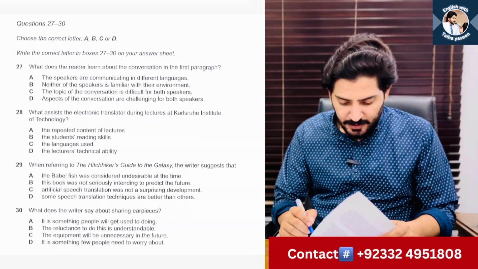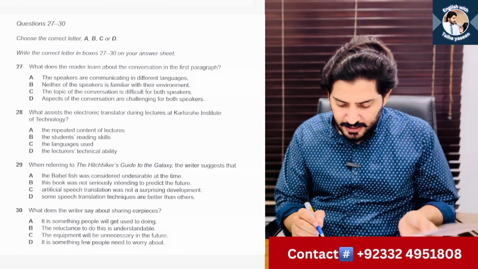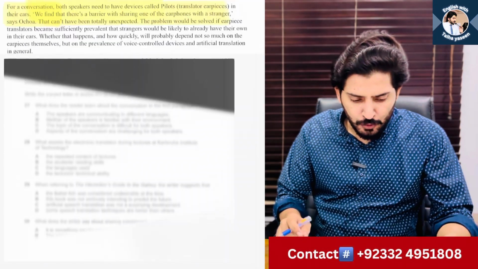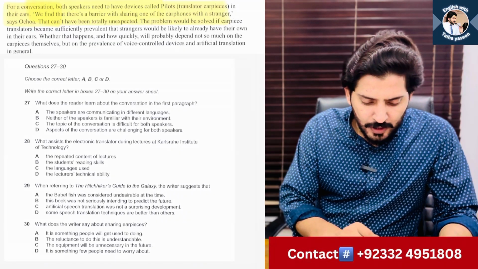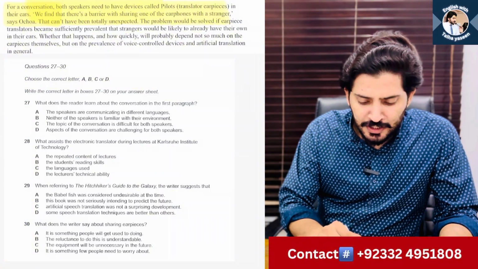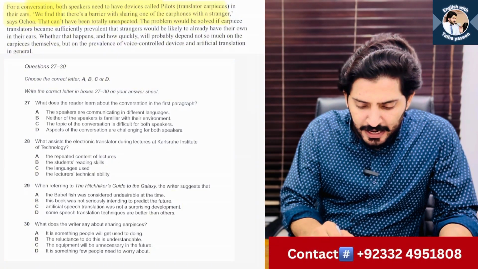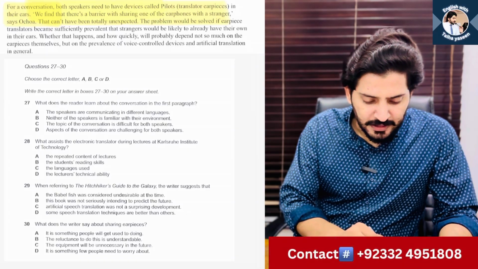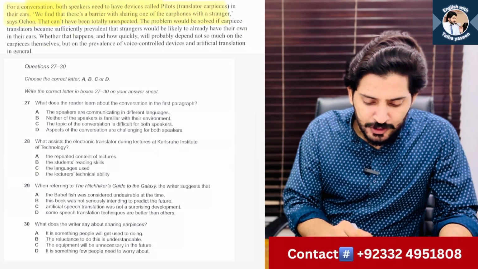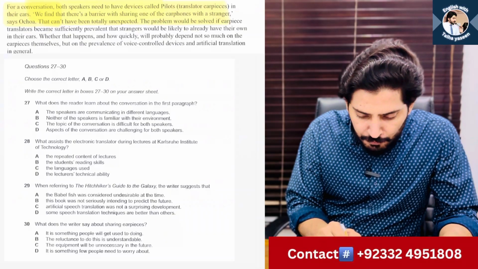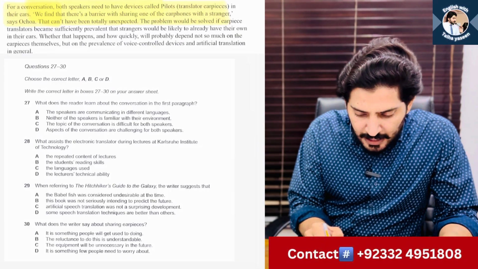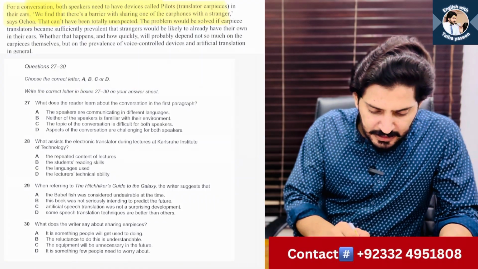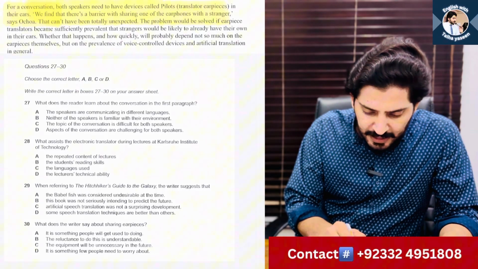Number 30. What does the writer say about sharing earpieces? Page 2, passage 1. For a conversation, both speakers need to have devices called pilots, translator earpieces, in their ears. We find that there is a barrier with sharing one of the earphones with a stranger, says Okwa. That can't have been totally unexpected.